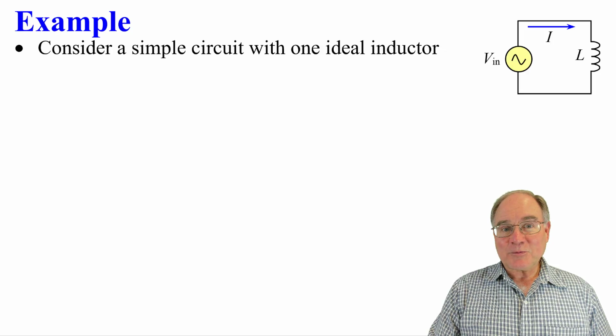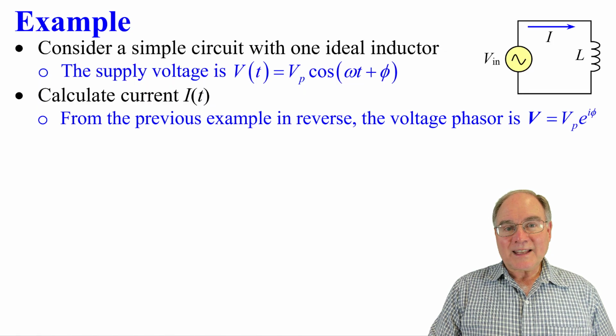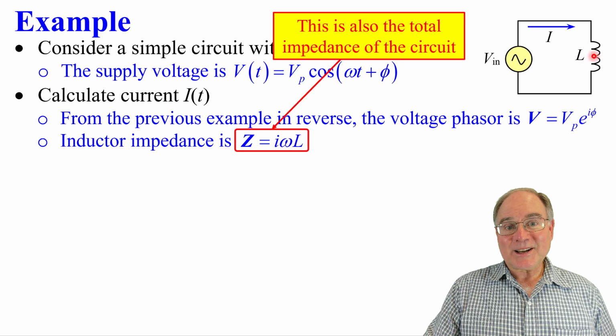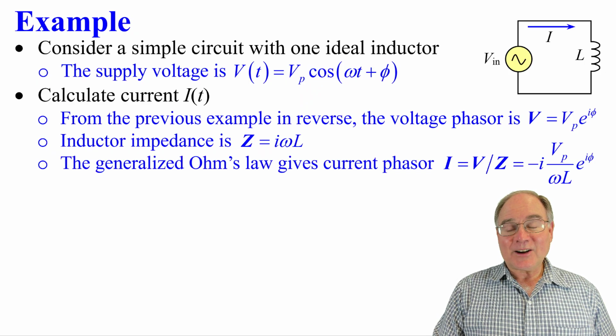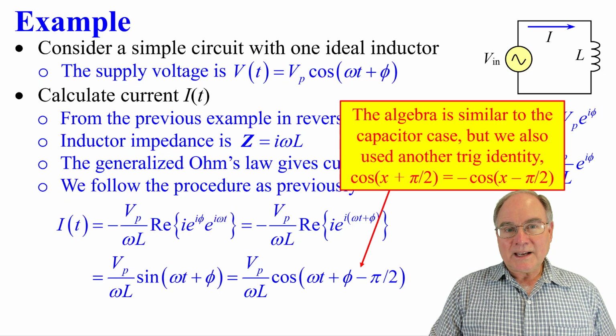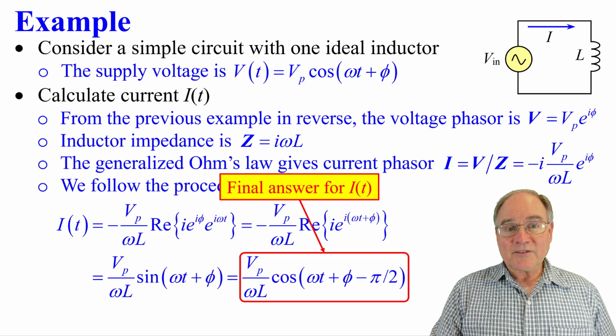Now let's do the same thing with one single inductor. We start with the same supply voltage, and we want to calculate the current for this case. We know from the previous example that the voltage phasor is Vp e to the i phi, but we have a different impedance, namely that of this inductor. And since it's the only component, this is the impedance of the whole circuit. Again, we use the generalized Ohm's law to calculate the current phasor. We take out the constants and then take the real part of the current phasor times e to the i omega t. The algebra is very similar to the capacitor case, but we also used another trig identity as shown here. And this is our final answer for the physical current.